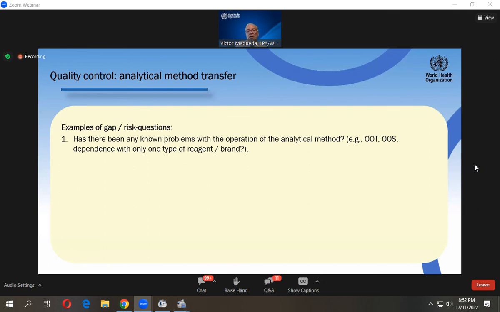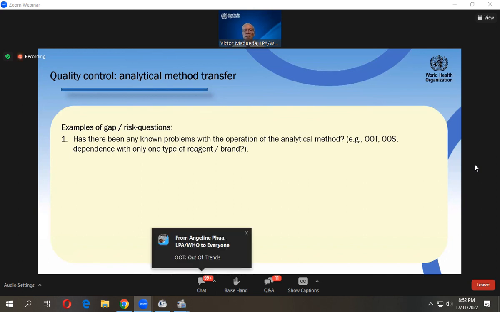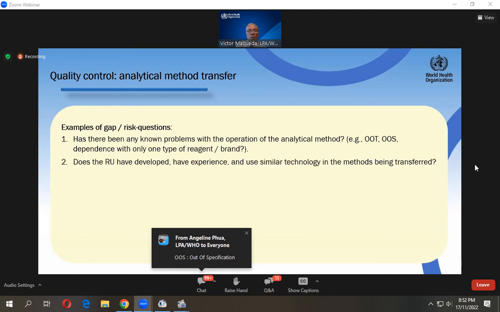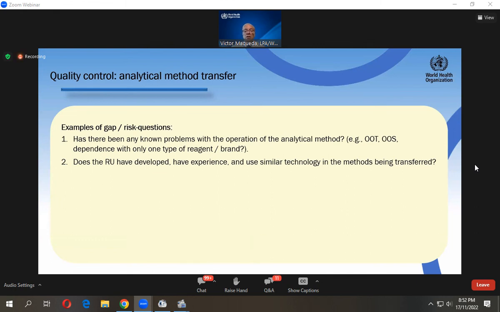For example, and I mentioned this, the type of reagent or brand. Remember, this could be a factor that could complicate the analytical method transfer. So again, this needs to be specified because it might be omitted in the procedures. For example, again, another one, does the receiving unit have developed or have experience and use similar technology in the methods being transferred? Of course, part of the gap, right? Again, the best scenario would be same equipment, same experience, same quality of qualified personnel, but this is not usually the situation, so you need to understand this.